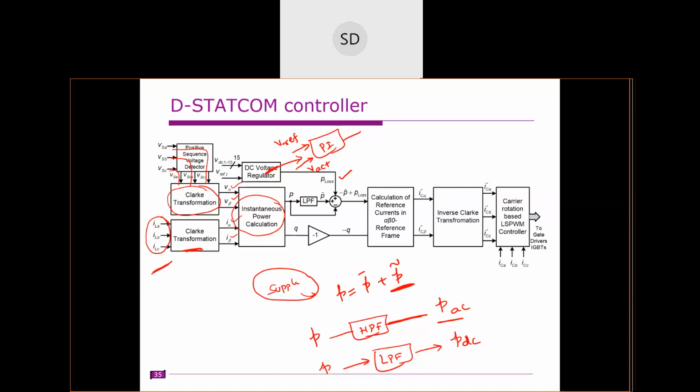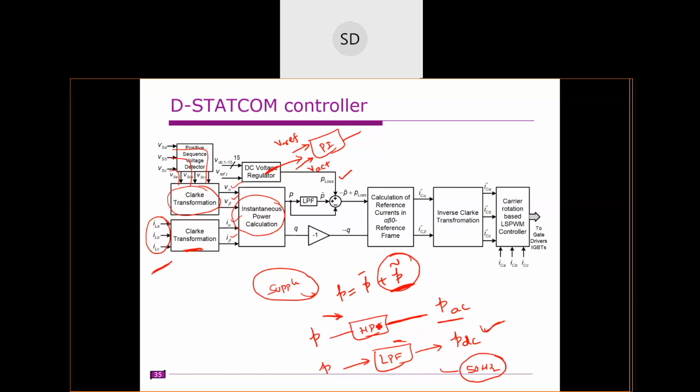So there are two ways to extract this P bar. By using a high pass filter, we can extract this, and with a low pass filter, we can extract this. The design of the high pass filter is trickier when compared to the low pass filter. When you are operating at 50 Hz or 60 Hz, the size of the inductor in a high pass filter is large when compared to a low pass filter. So that's why we use the low pass filter method.